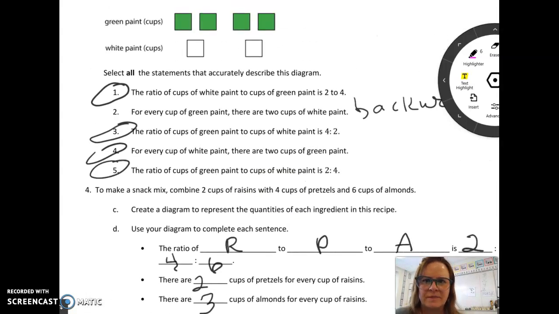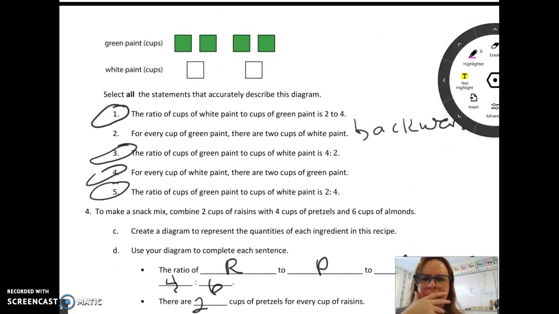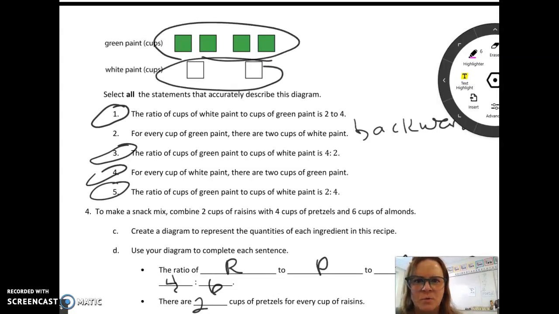All right, so now let's look at the paint one, green paint and white paint. And we have to do the same thing. We have to select the statements that accurately describe this diagram. The first one does, because the ratio of cups of white paint to green paint is 2 to 4. There's our 2 and there's our 4. The second one does not, it's backwards. So for every cup of green paint, there are 2 cups of white paint. It should say for every cup of white paint, there are 2 cups of green paint.